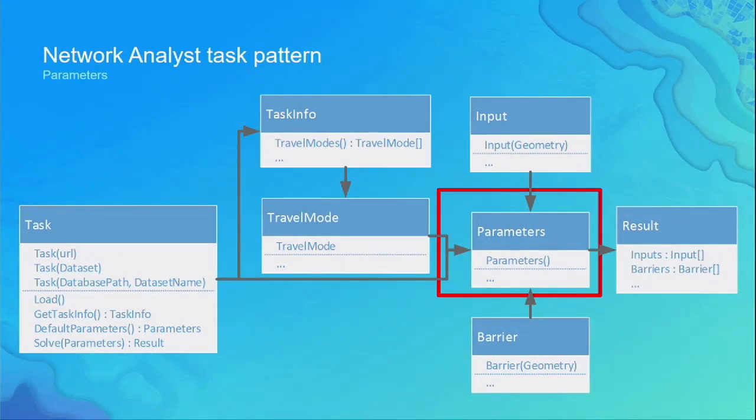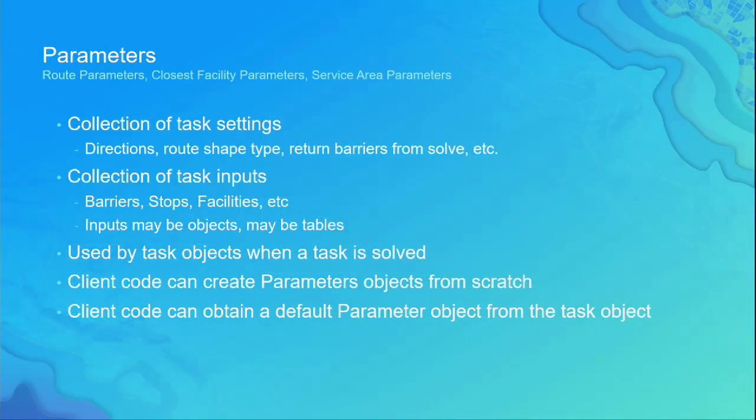Up next, parameters objects. Parameters are really, for the most part, just collections of task settings. Do you want directions or do you not want directions? Do you want to have no route shape geometry? Do you want to have a straight line route shape geometry? Do you want to have a route shape geometry that actually follows the exact path of the streets? Do you want to get barriers back in the solve or not? Just every input that you can think of to our solvers, it's present in the parameters objects.